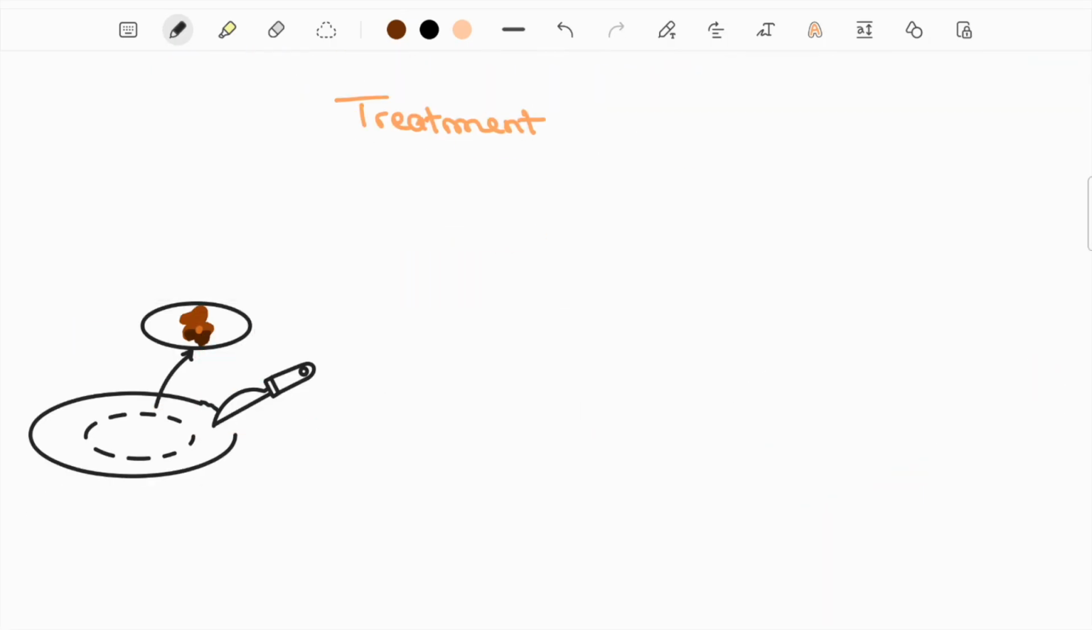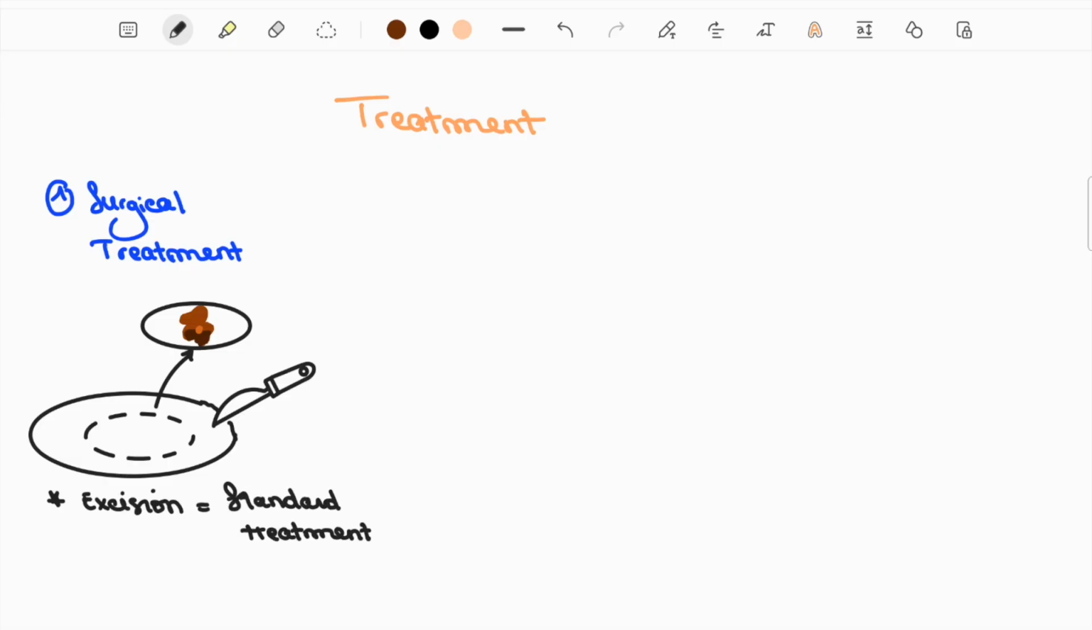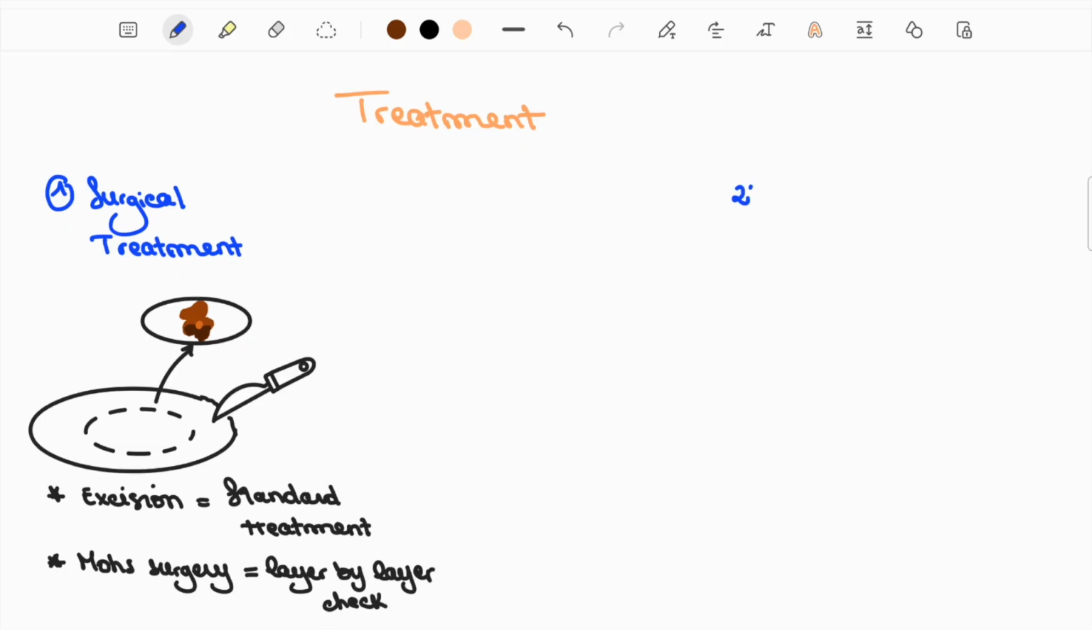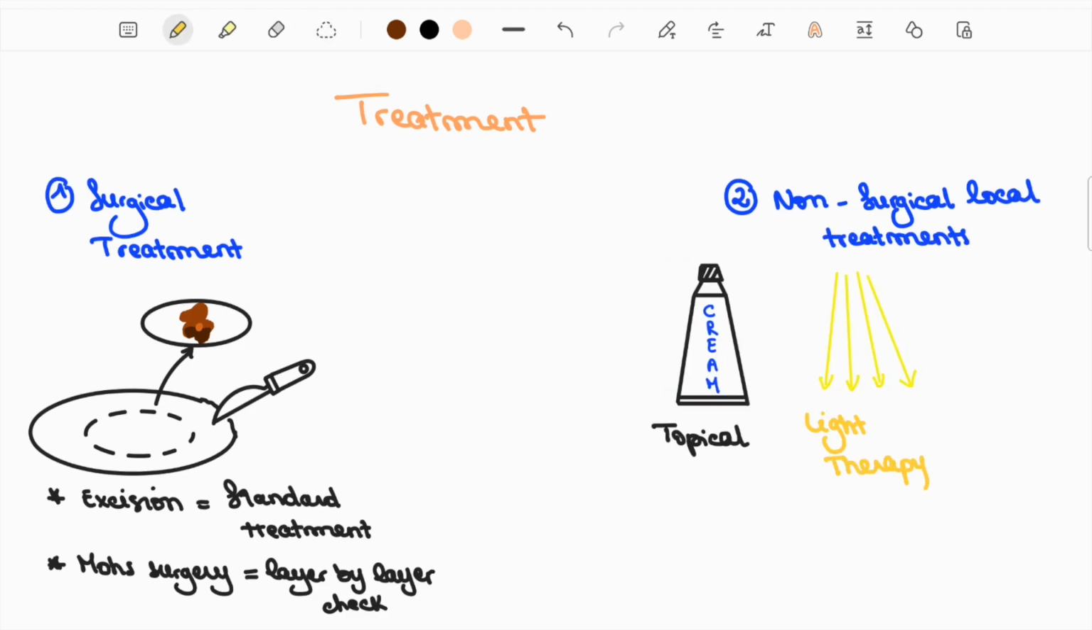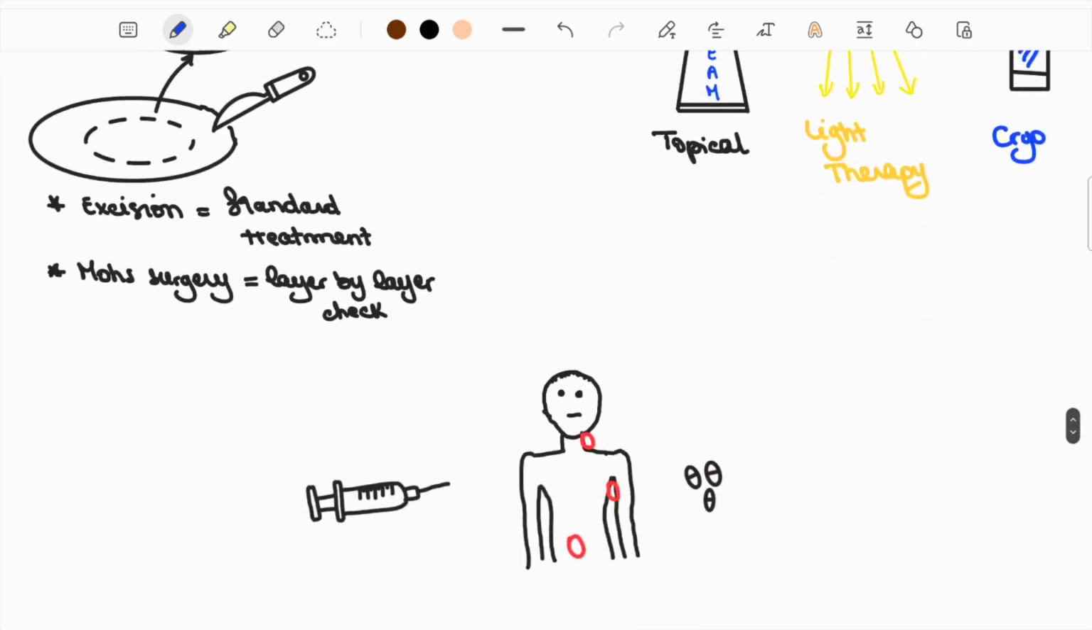Most skin cancers are treated with surgical excision, removing the lesion with a small margin of healthy skin. In delicate areas, Mohs surgery may be used, removing thin layers until all cancer cells are gone. For small or surface lesions, local treatments like topical creams, photodynamic therapy, or cryotherapy can also be effective.